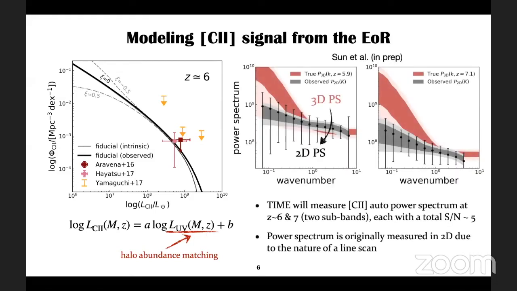Using our fiducial [CII] model, we expect TIME to measure the [CII] power spectrum at a total SNR of greater than 5 in the two sets of bands of TIME. It is important to point out that because of the nature of a line scan, the [CII] power spectra originally measured by TIME will be in 2 dimensions, as shown by the black shaded regions, which are basically projections of the true 3D power spectrum into the two-dimensional space by the survey window function.